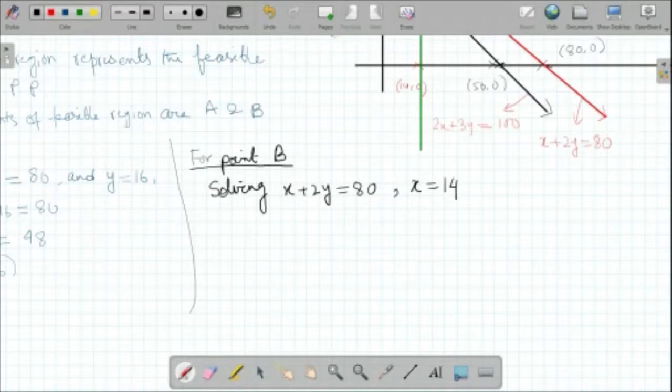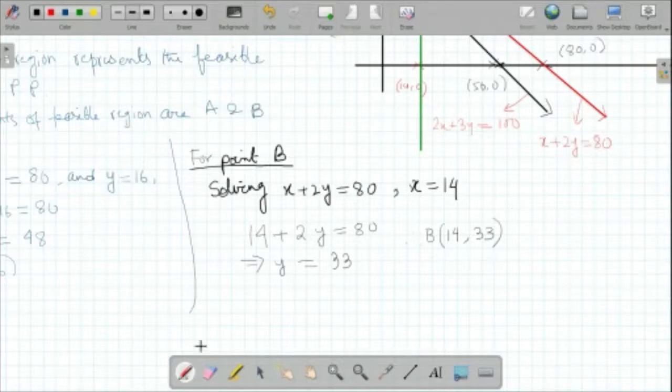So the value of x we have already known, from the equation of x. All we have to do is put it in here. So it will be 14 plus 2 times y equals 80. So what is the equation now and what is the solution of y? If you find out, y is going to be 33. So therefore point B is nothing but 14 comma 33, right? So corner points A and B.